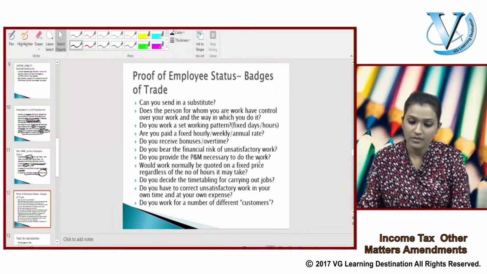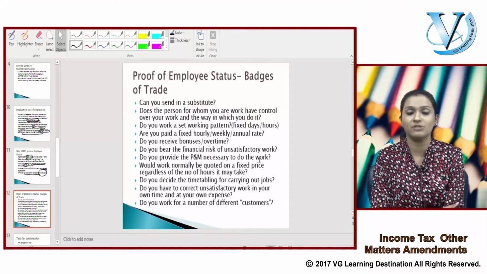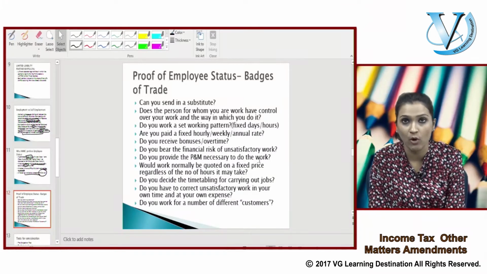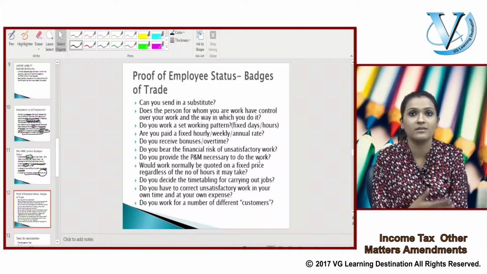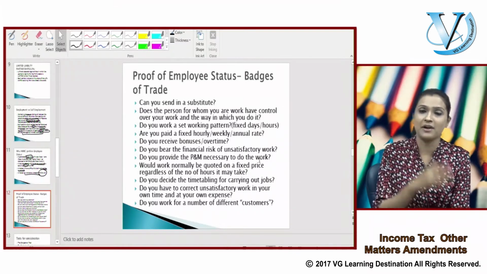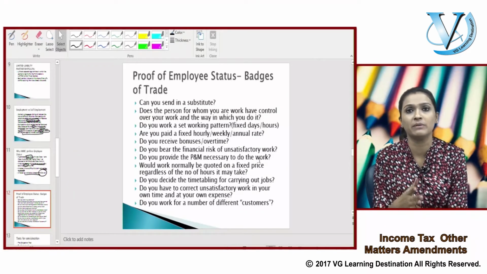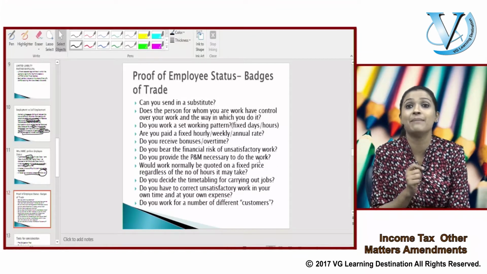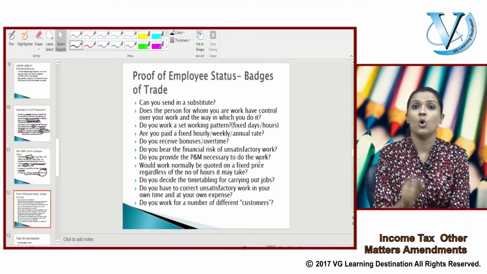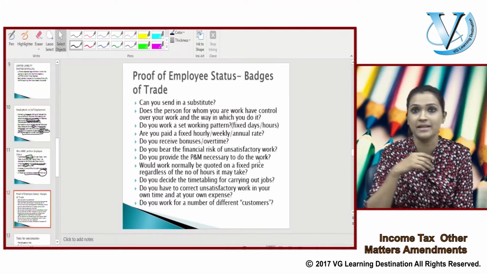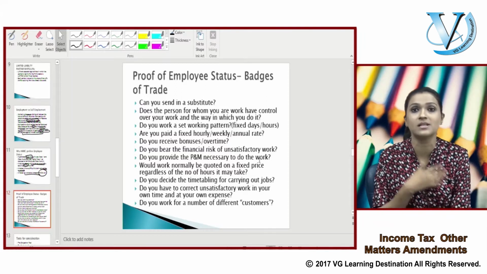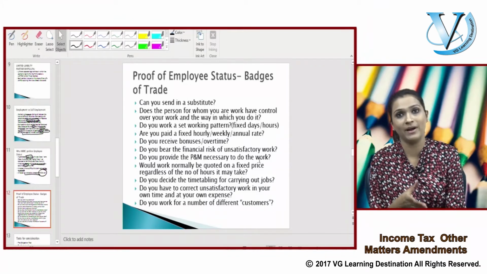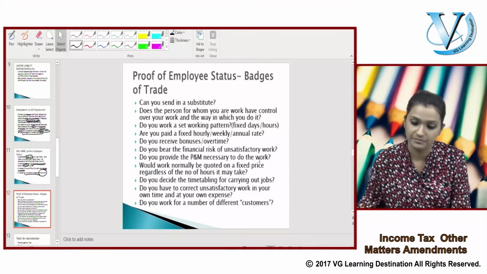What else? Do you provide the plant and machinery necessary to do the work? Definitely yes, for employment. Obviously, you come into work, the employer gives you the necessary hardware, software, everything for you to be able to perform your job. Not true for self-employed persons. They may be required to carry their own set of equipment. Doctors need to carry their own stethoscope, their own medicinal boxes. Teachers need to carry their own laptops. Definitely varies for employed and self-employed people.